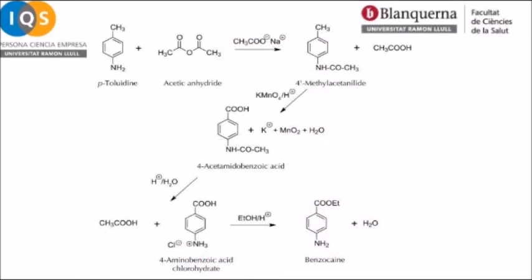Benzocaine is a derivative of para-aminobenzoic acid and can be synthesized by the Fischer esterification reaction. It can be prepared from p-toluidine by a 4-step synthesis. The problem with a synthesis of this type is that the overall yield of the final product is usually quite low. The 4 steps of the synthesis are acetylation, oxidation, hydrolysis, and Fischer esterification.